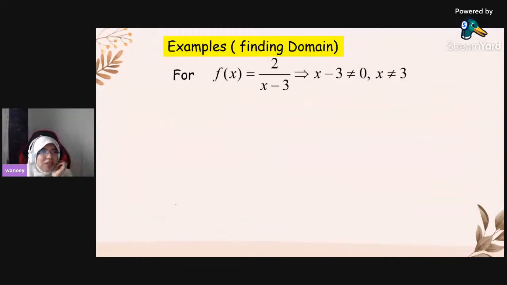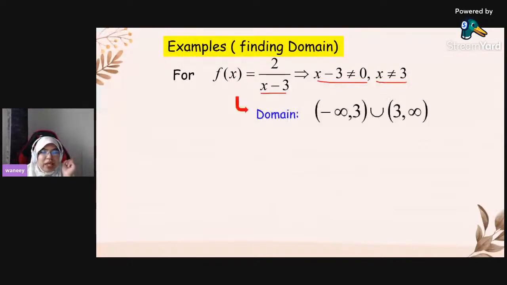So now, for example, f(x) is equal to 2 over x minus 3. As you can see, this is a reciprocal function. We must never let our denominator equal 0. So x minus 3 cannot be equal to 0. Therefore, x cannot be equal to 3. So we have a restriction on the domain. Your domain will be negative infinity up until 3, union 3 up until infinity. So you just ignore the value of 3. This is for the reciprocal function.